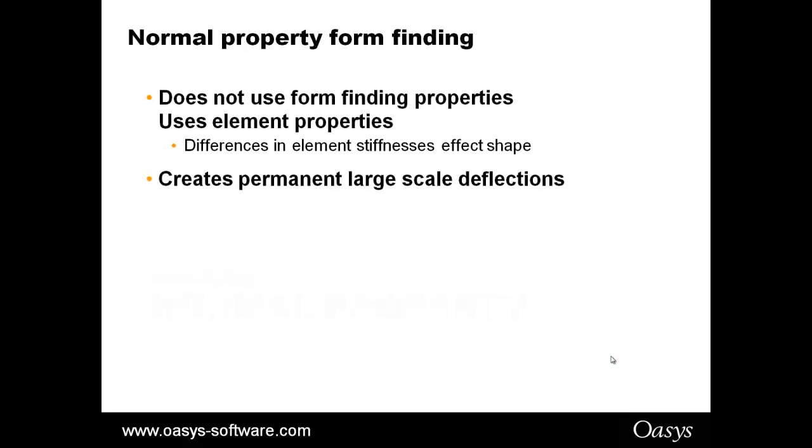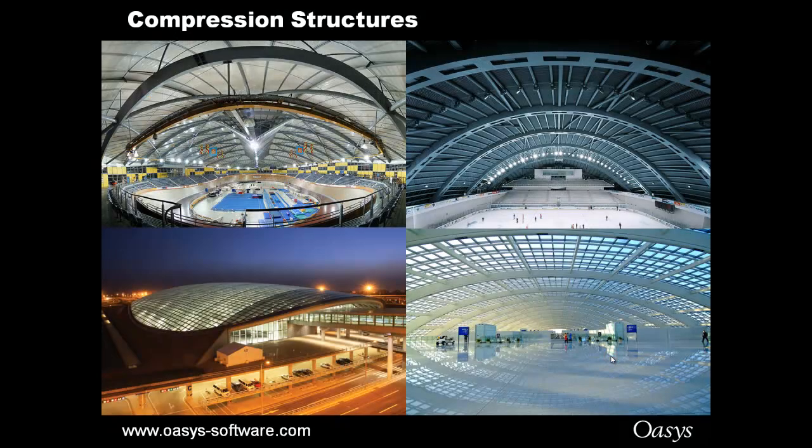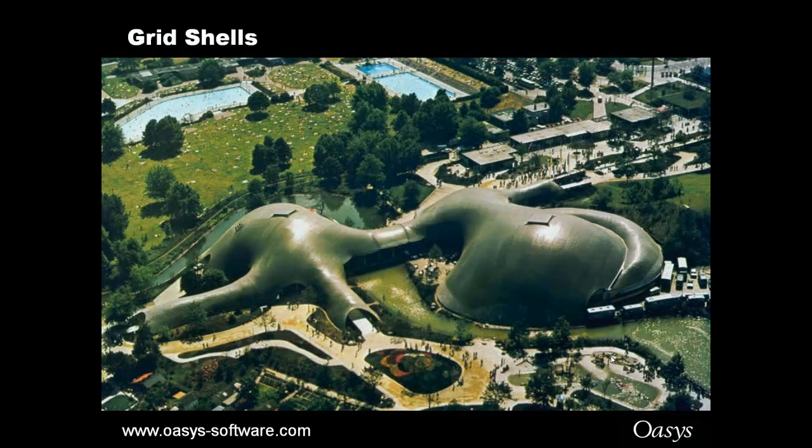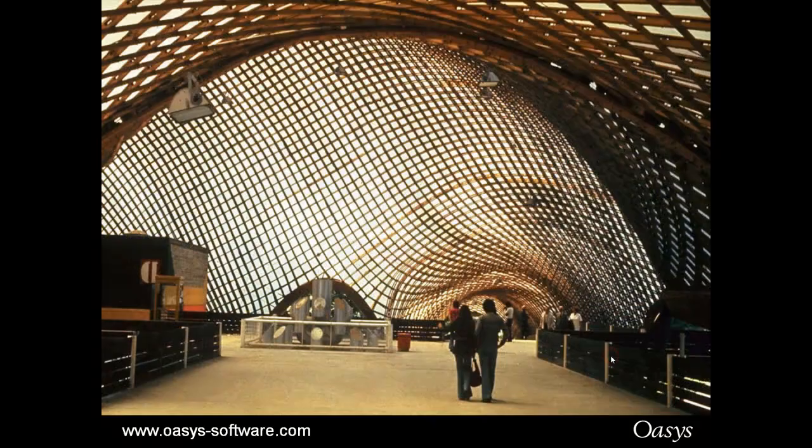Third method, norm properties. Now, norm properties doesn't use these special form finding properties, it uses the element stiffnesses themselves, and the end result is large scale deflections on the structure, which is very good for compression only structures such as forming arches and domes, grid shells, Mannheim World Garden Exhibition, as you might recognise. Grid shells obviously tend to be much more organic than straightforward domes. So very lightweight timber structures.